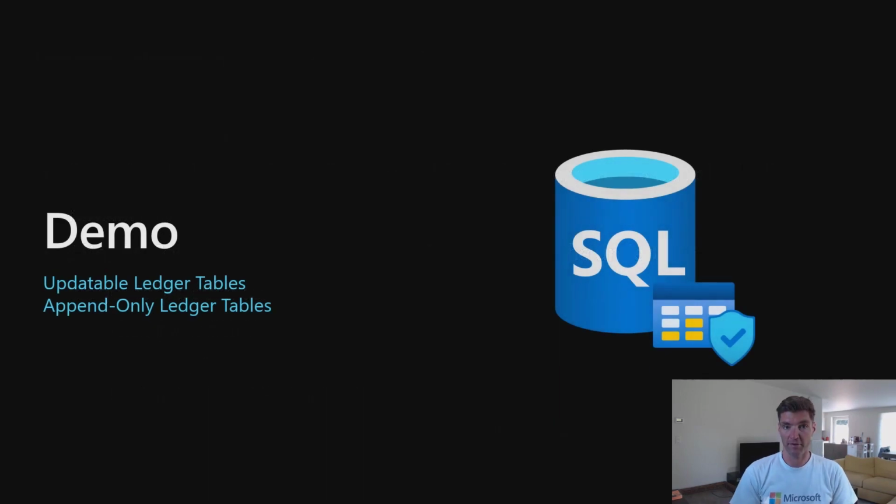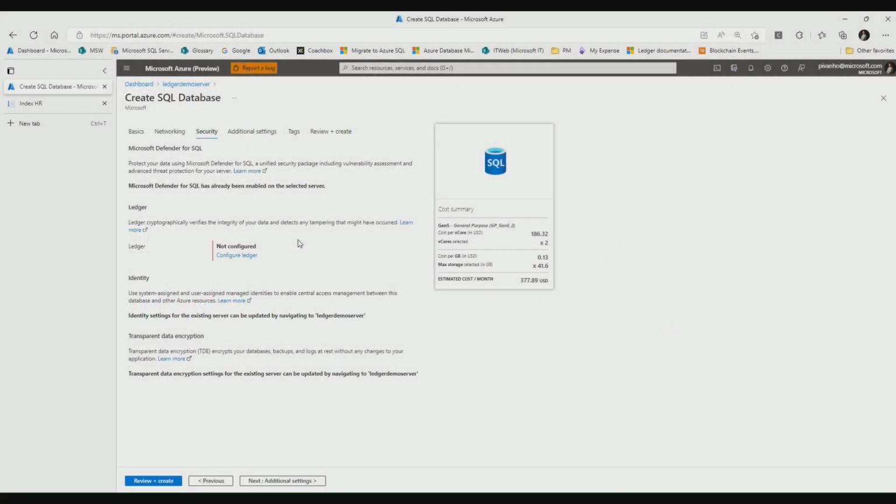Okay, enough theory, I would say. Let's jump into a demo where I will show you how updatable ledger tables actually work. All right, so first of all, how do you configure Ledger? Well, if you go to the portal and you want to create a new database, we have a new tab called Security. And under Security, there is a new option called Ledger. And by default, as you can see, Ledger is not configured.